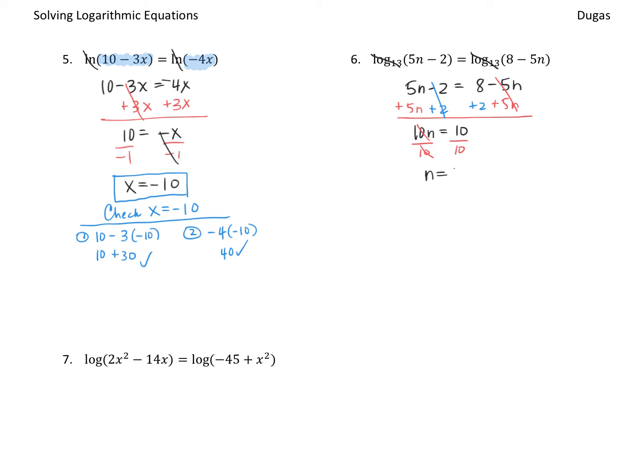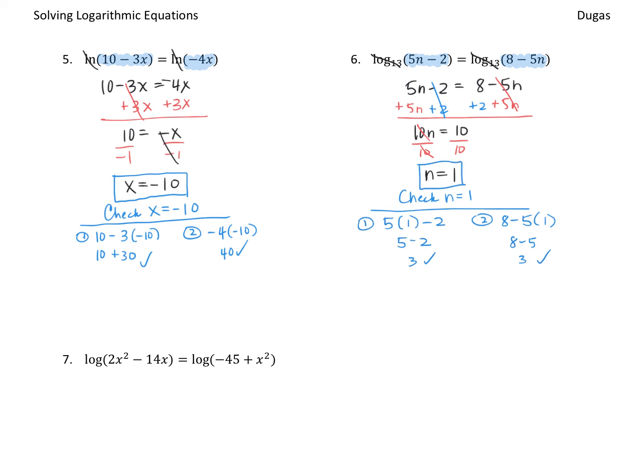So n equals 1. Don't forget that you want to check. It's really easy to forget that step. So you really have to check when you have logarithmic equations. So I have two arguments this time, and I need to check in both. So my first argument, I have 5n minus 2, so 5 times 1 minus 2. Well, that's going to be 5 minus 2, which is 3, which is positive, so good. My second argument is 8 minus 5n, so 8 minus 5 times 1. That's 8 minus 5, which is 3, so it checks. So 1 is the answer to that equation.